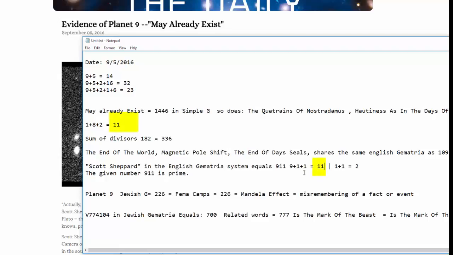That amplifies the power of a number when it's in the world of the occult, that is. And we have 2 that shows up again when you add 1 and 1, of course. And the given number 911 is a prime number. So with prime numbers, you can only divide the number by 1 and the number itself. So then you have planet 9 in Jewish gematria equals 226. So does the word FEMA camps, as well as Mandela effect. So what is the Mandela effect? It's just basically not remembering a fact or event.